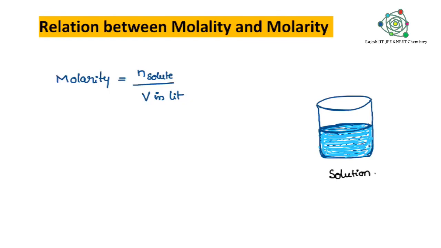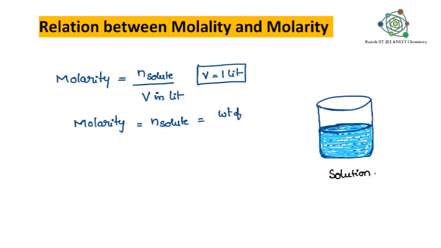Now what we are doing here is taking the volume of this solution as 1 liter. Whenever you take volume as 1 liter, molarity is equal to number of moles of solute, because here the volume is 1 liter. Now the number of moles of solute is equal to what? Weight of solute divided by gram molecular weight of solute, or you can also write gram molecular mass of solute, no problem.